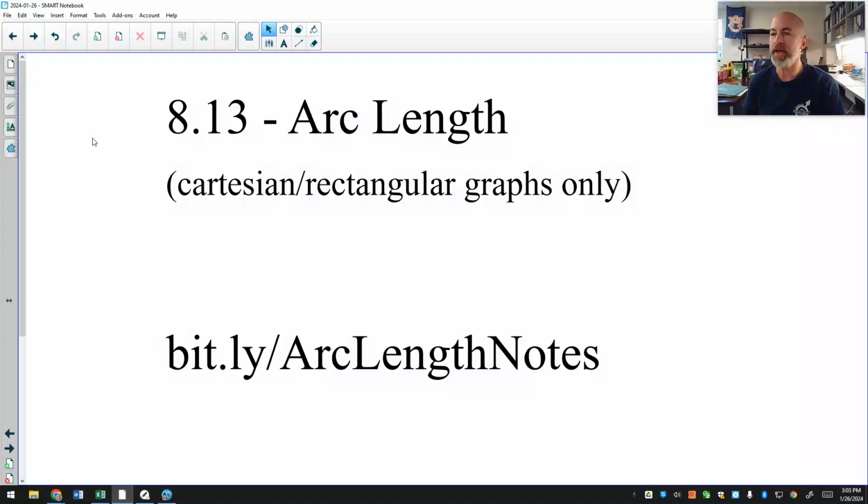Hey, let's go look at arc length here. This is topic 8.13 in the official AP Calculus course of study. I don't know if that matters to you. And in this lesson, I will only be looking at arc length in the context of rectangular graphs, Cartesian graphs, just your good old XY plane. There is arc length in polar and parametric equations as well, but I am not going to look at those.